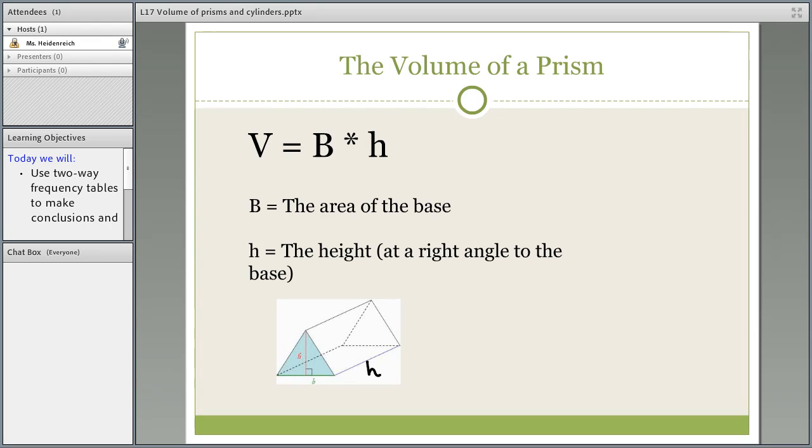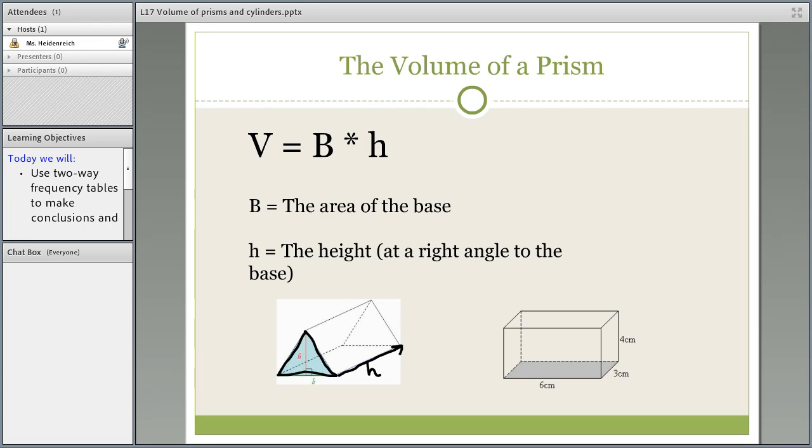They labeled it as h, but it's not the height because the area of the base is right here. We find the area of that shape and then multiply it by the height of the prism. So that height might be the height of the triangle, but it's not the height of the prism. Okay, so let's distinguish between those two.